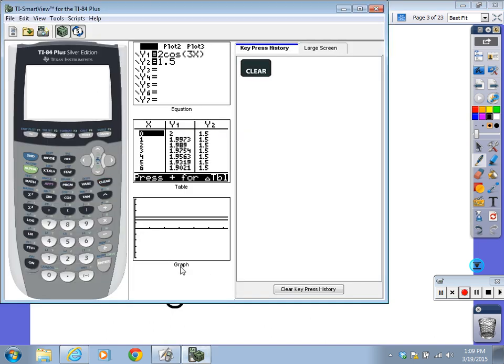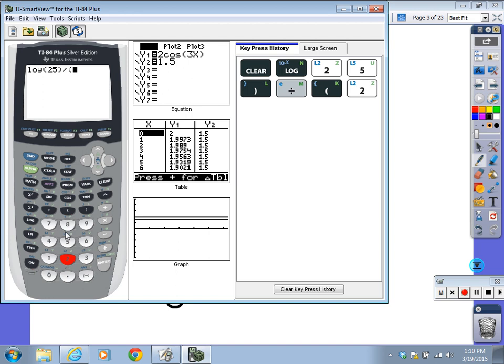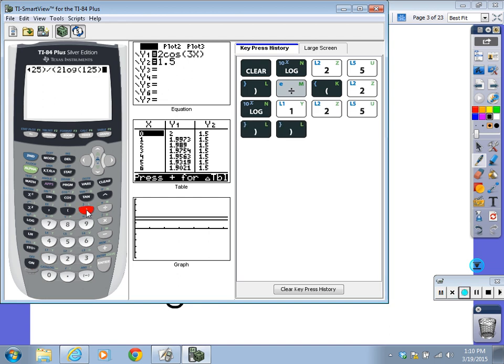Okay. So we're typing in log of 25, close my parentheses, and then I'm going to divide by. Now I have to put this in parentheses. So I'm going to put a parentheses and do 2 log of 125. Close my parentheses, close them again, so that it will keep the 2 multiplied to the log of the 125. Does everybody get what I'm saying there? Yeah. Hit enter. So our decimal is 0.33333.